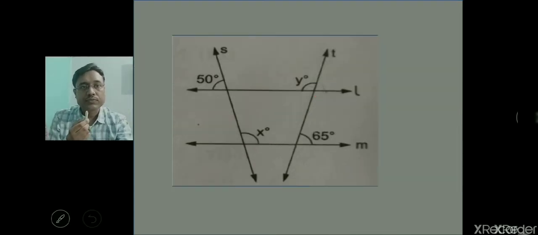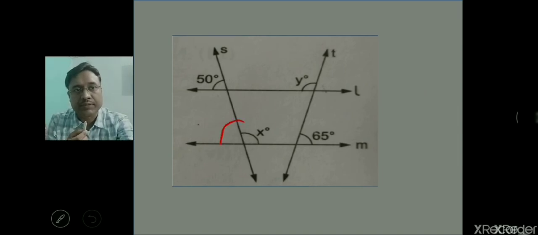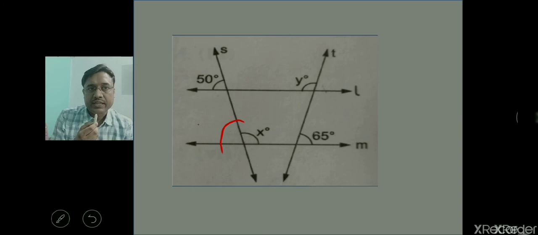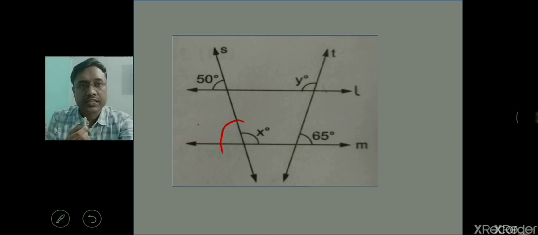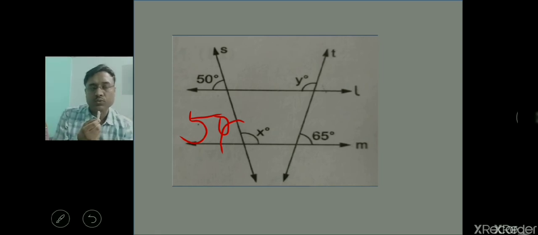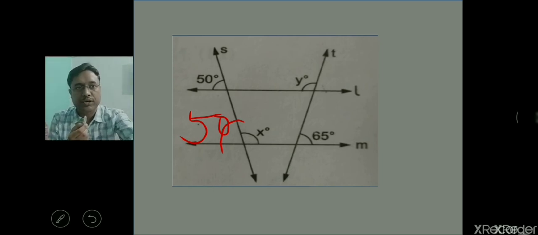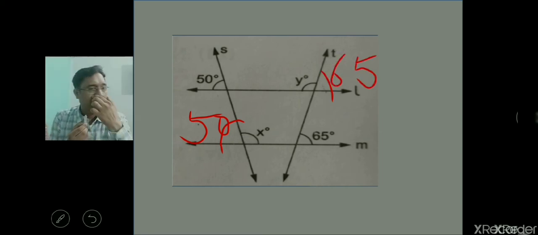Next, the same thing I have to show in these diagrams: this is 50 degrees, then x and 50, this angle you will take as 50 here, then 50 plus x equals 180 because they are forming a linear pair of angles, and this is also 65 as I have shown in the first diagram. Then 65 plus y is 180 degrees here.